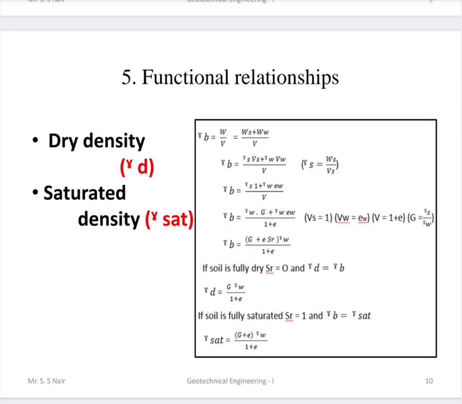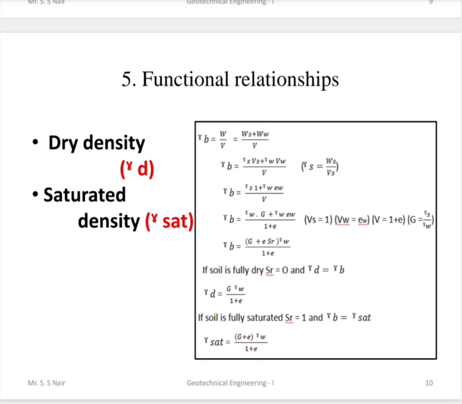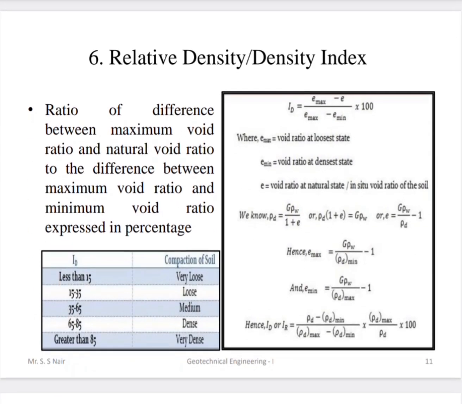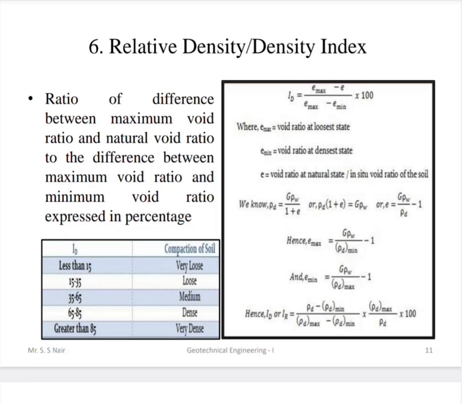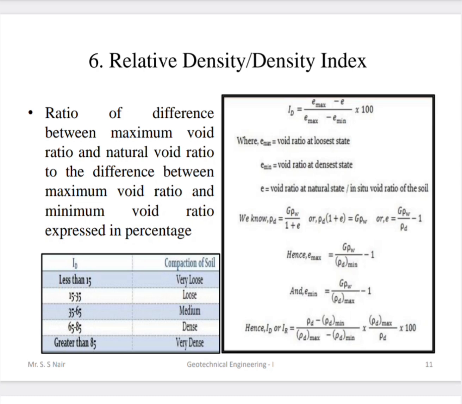So depending upon the degree of saturation, we will be getting the dry density and saturated density of soil. Relative density is the ratio of the difference of maximum void ratio and natural void ratio to the difference between the maximum void ratio and minimum void ratio. We say it is the relative density or density index.